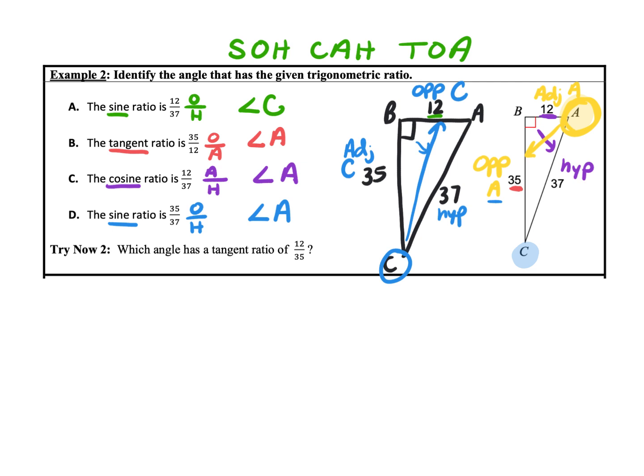Go ahead and try the try now here quick on your own. Please pause your video. Okay, for the last one, you should have gotten angle C. Opposite 12 is angle C, and adjacent 35, also angle C.